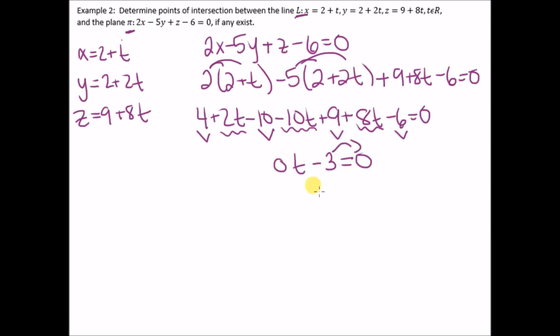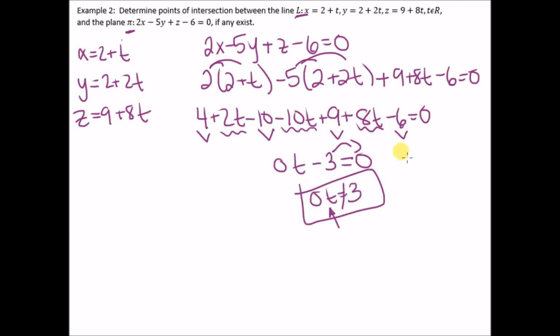So let's just bring that over. I get 0t equals 3. At this point, you're going to see a lot of this throughout this unit. 0t equals 3. So what number can we sub in for t so that 0 times any number equals 3? Well, 0t is never going to equal 3.